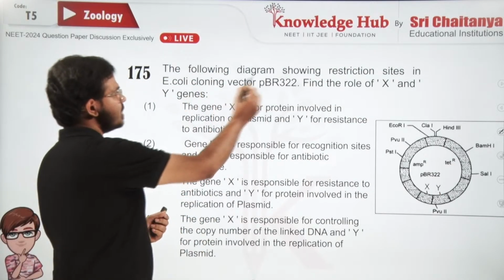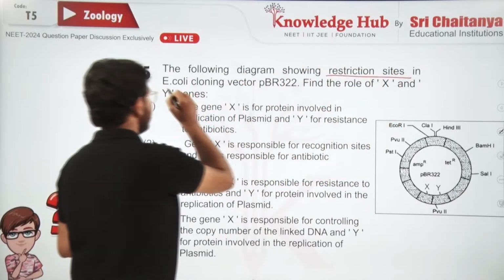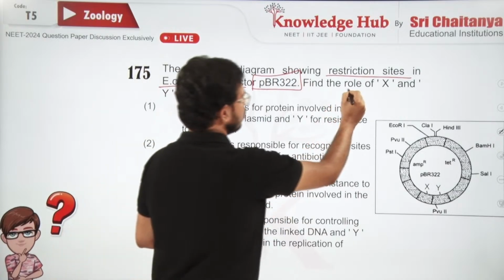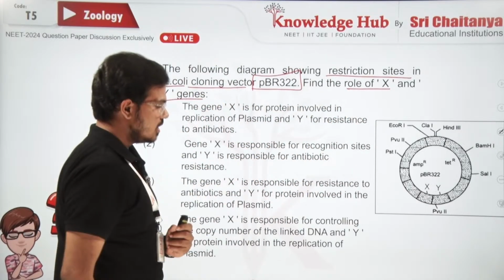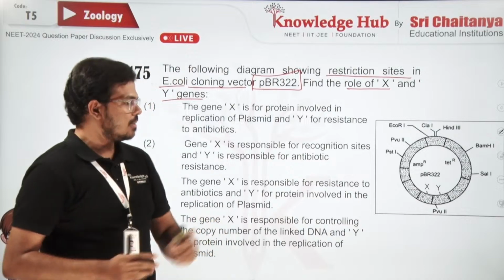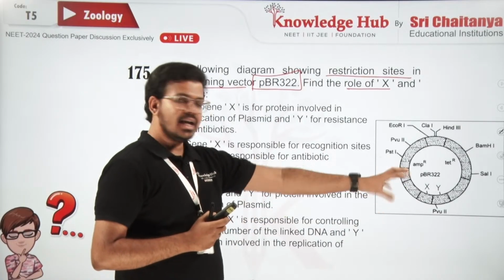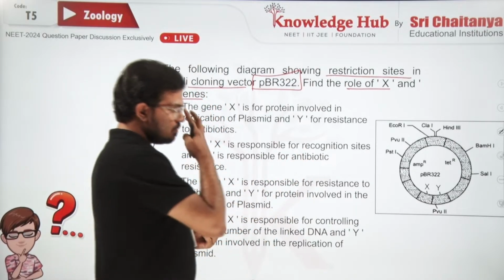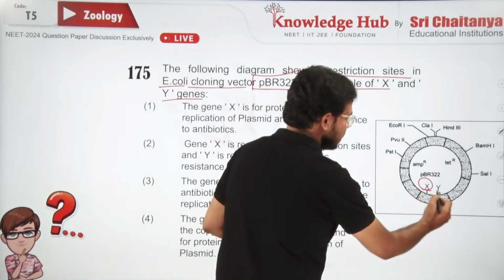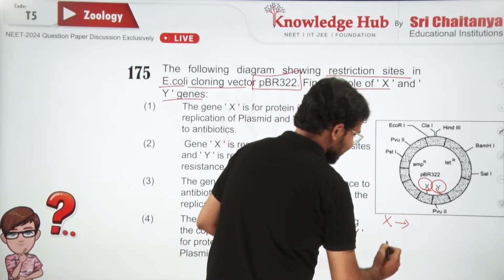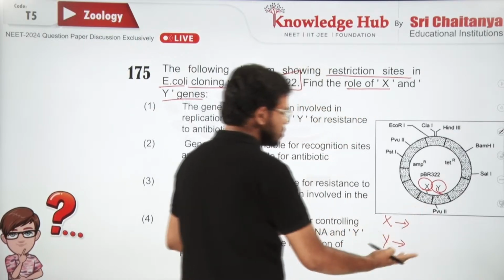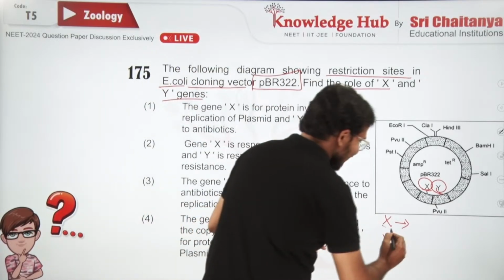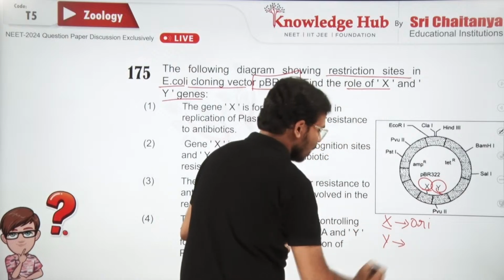Next, the following diagram shows restriction sites in the E. coli cloning vector pBR322. What is the role of X and Y genes? This is a question from biotechnology, and you can see the diagram. This is a diagram which is directly picked up from NCERT, pBR322 plasmid, given by Bolivar and Rodriguez. Here you have 2 genes, gene X and gene Y. So what are the functions of these 2 genes? See, first you have to recognize what are these genes. So gene X is ORI and gene Y is ROP.